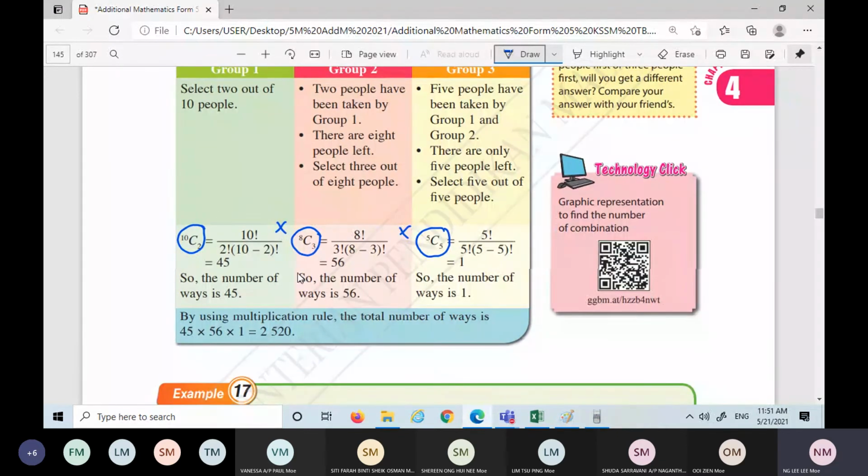You have 45 times 56 times 1. So this is the answer.